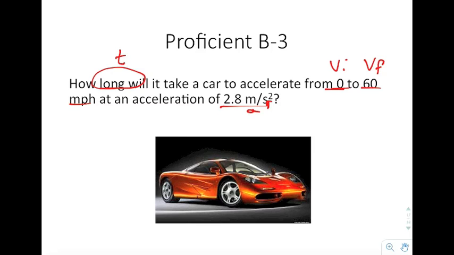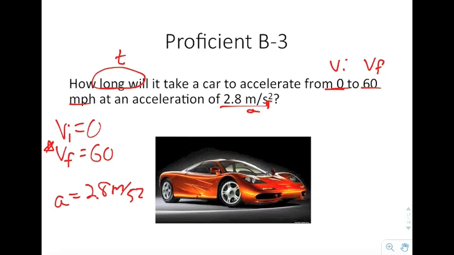Okay, so we're going to go ahead and assign everything to variables. We're going to say vi is 0. We're going to say vf is 60 with a little star right there because we know we're going to have to convert it. We know that the acceleration is 2.8 meters per second squared. And then finally, we know that the time is something we're trying to solve for.